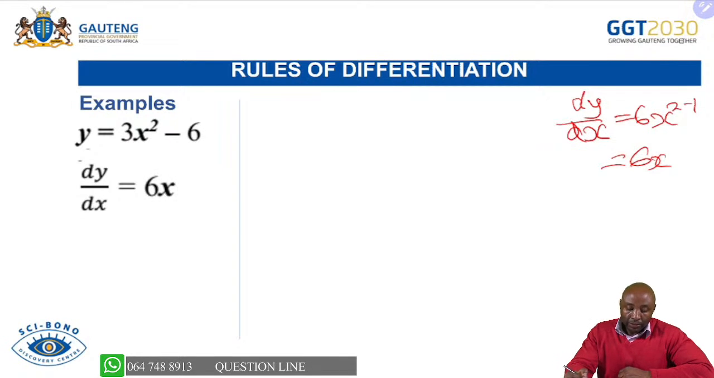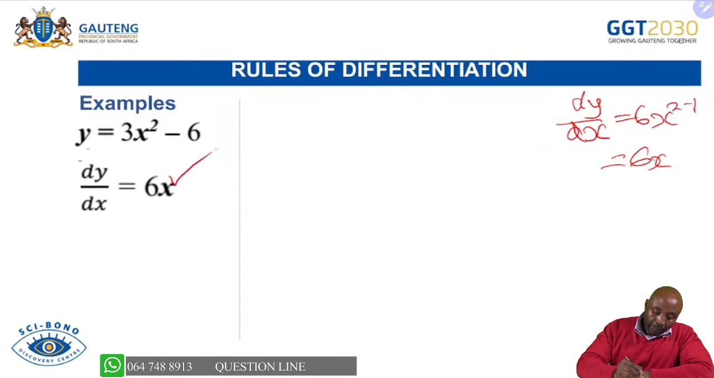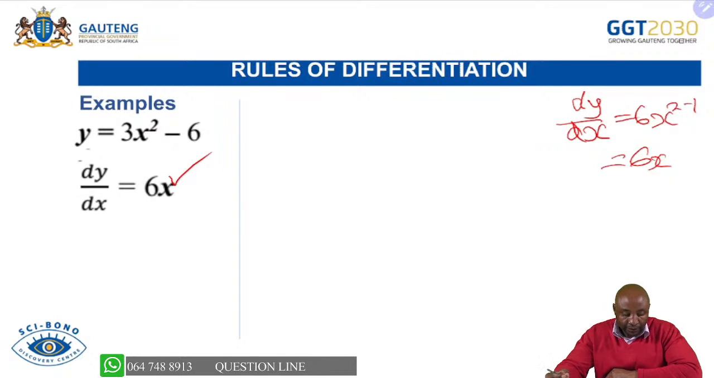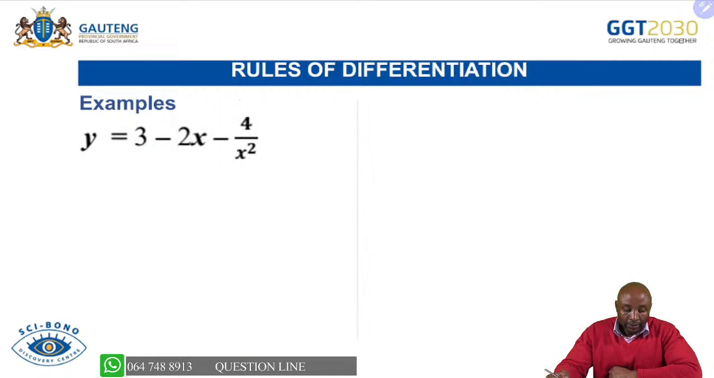In an exam situation, this one will only be 1 mark. If it comes, you are not using first principles, but it just says find the derivative. You are using the rules of differentiation. Now, example 2, I'll also give you 1 minute to quickly evaluate the derivative using the rules of differentiation.